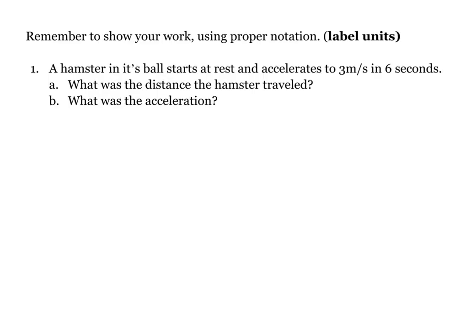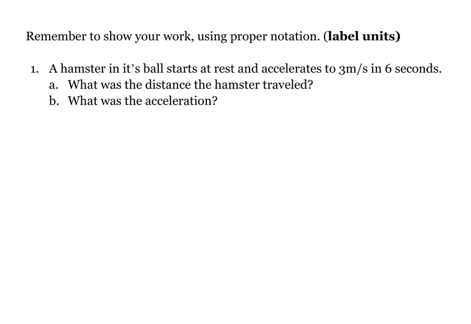I did say label units because I do want you to think about the fact that they could give it to you in centimeters and you have meters per second or something like that. I also want you to think about what you have, what you've been given, etc. So it says a hamster in its ball starts from rest and it accelerates to 3 meters per second in 6 seconds. What was the distance the hamster traveled?